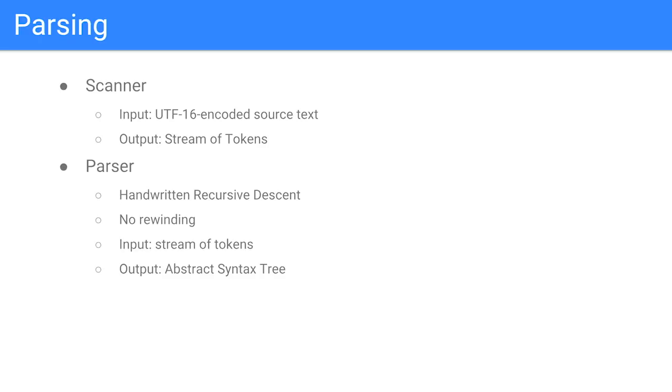V8 has two different parsers, a full parser and a pre-parser. The pre-parser does a syntax parse, some early error checking, and partial scope analysis, but it doesn't create the AST nodes. So this lets us defer the cost of fully parsing a function to improve startup time.